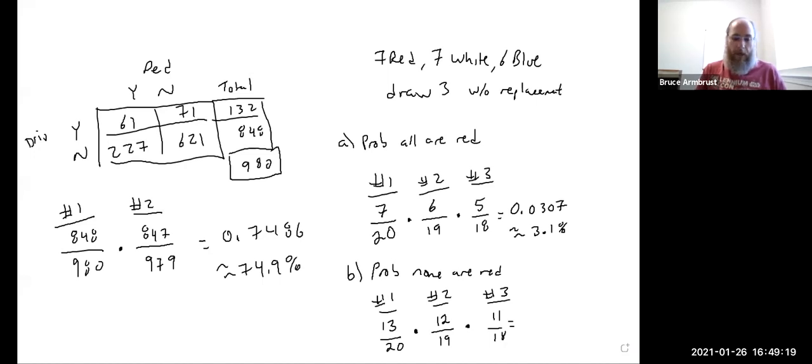So let's go to my trusty sidekick here. And I get 0.2508 blah, blah, blah, which is around a 25.1% chance. So there's basically a 1 in 4 chance that if we reach in and grab 3 marbles, that none of them are red, which is considerably different. But again, the key to this is without replacement. Because if we had had replacement, it would have changed these things considerably.